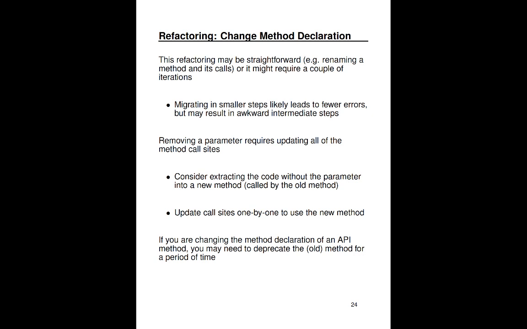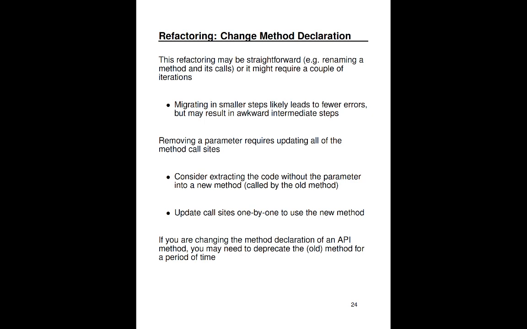Now, sometimes changing a method declaration is pretty straightforward, right? Rename a method, maybe a couple of its calls, or all of its calls, and this can be done pretty quickly. Again, working in these small steps can lead to fewer errors, but sometimes you have an intermediate step, which is kind of awkward because you're in the middle of refactoring. Changing parameters has a slightly larger impact on the call sites. Maybe you are adding a new parameter or changing the type of a parameter, and so you have to go back and make sure that each of the calls to that method have been updated to use those new parameters or new parameter types.